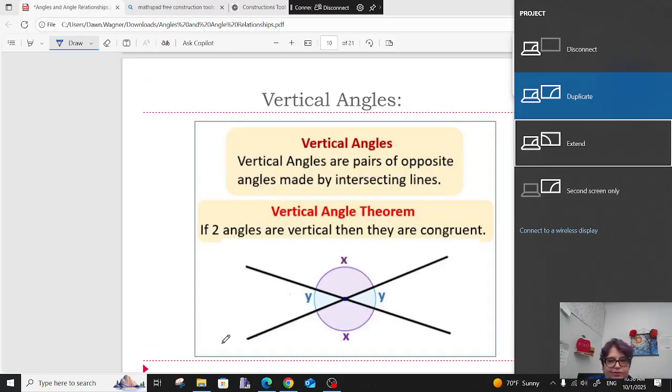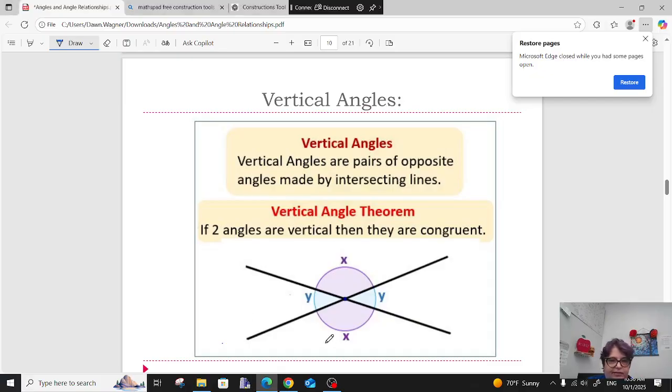So I had the students create their own X's to show the relationship. I'm just doing the recording, so I'm not talking to myself, I swear. And we found that when you add X and Y together, they should add up to 180. And that the ones that are vertical, meaning across from each other or opposite, have to equal each other.